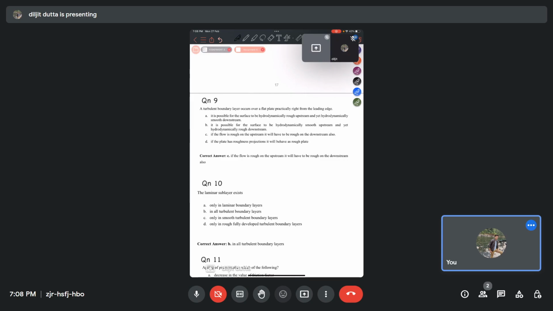So even if we take a hydrodynamically rough surface, initially a laminar boundary layer will be forming, so whether it is hydrodynamically rough or smooth won't be a factor here. Secondly, it is possible for a surface to be hydrodynamically smooth upstream and yet hydrodynamically rough downstream? This won't be true anyway, since if it is hydrodynamically smooth upstream also, then initially a laminar boundary layer will be formed and then a turbulent boundary layer.